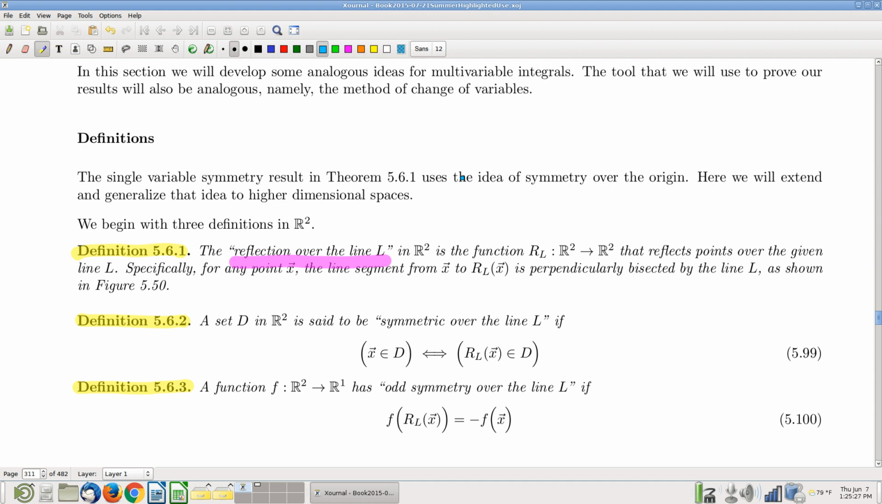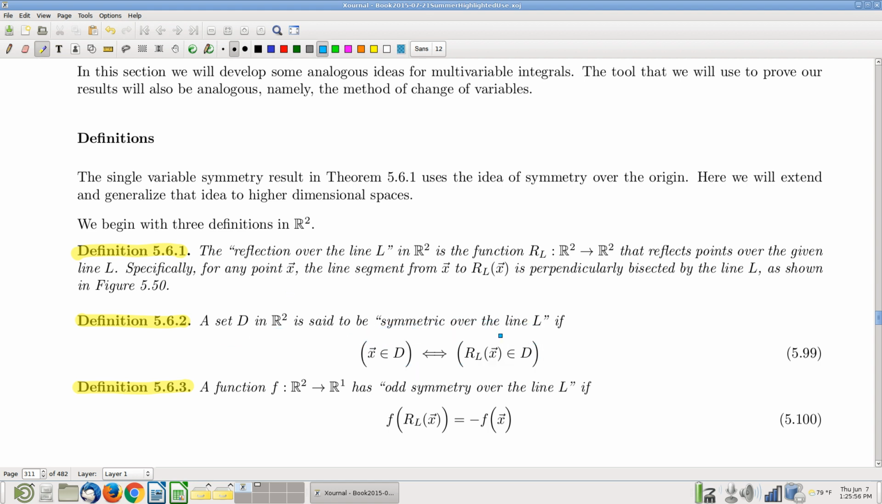Given a reflection, a set is symmetric over that line if a point is always in the set if and only if its reflection is in the set. In other words, when you reflect the set over the line, it doesn't change. So it's a very geometrically familiar idea of symmetry. Again, it's exactly what you think it is. This is just how you write it down.